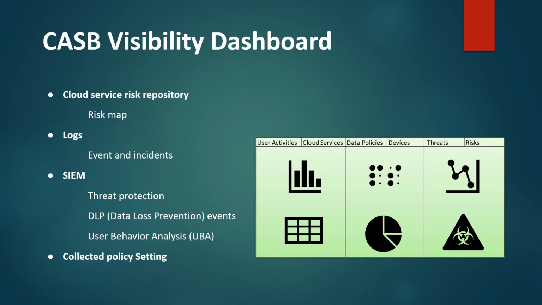This should be the basis of CASB visibility, because you have to have the data, have the signature of the services, and you have to recognize the service. Otherwise, there's no way to further analyze and give the risk level of the services. So this part, the service risk repository, is very critical to give the visibility of cloud services and their risk level for each of the services.